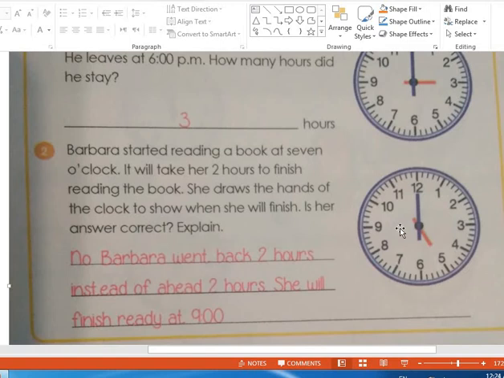Remember that we say the preposition at before telling the time. So the answer is no, Barbara went back 2 hours instead of ahead 2 hours. She will finish reading at 9 o'clock.